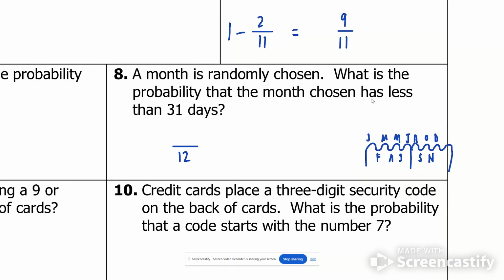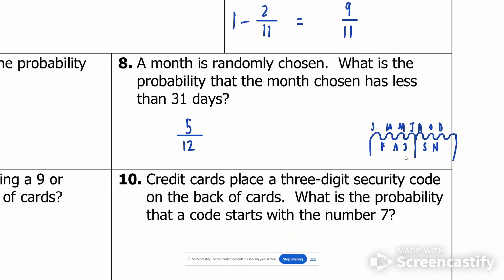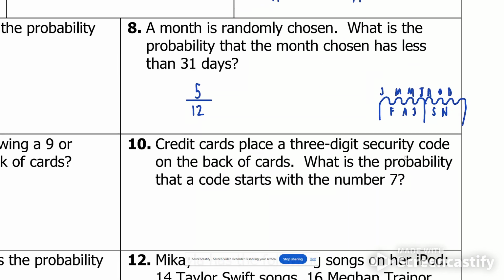So how many have less than 31? Well, that would be February, April, June, September, and November. That's 1, 2, 3, 4, 5. So you have 5 out of 12, which actually will not reduce. So we'll leave it there. You could have also done the complement. There were 7 that did have 31. So 1 minus 7 over 12 would be 5 over 12. Okay, if I were to have done it that way, it works just the same. Okay, you're going to get the same value.